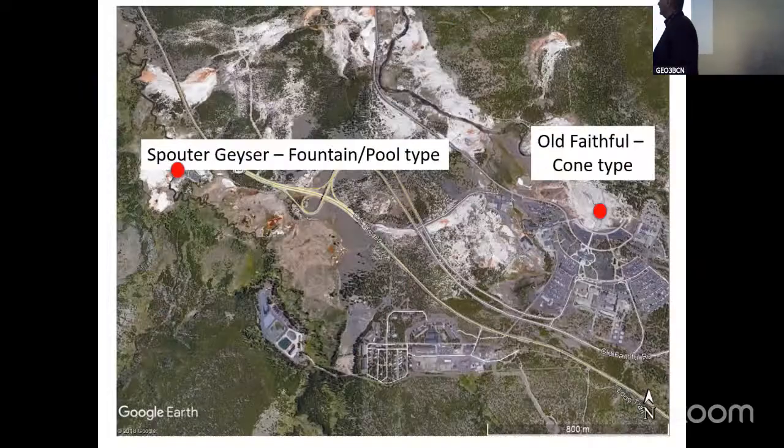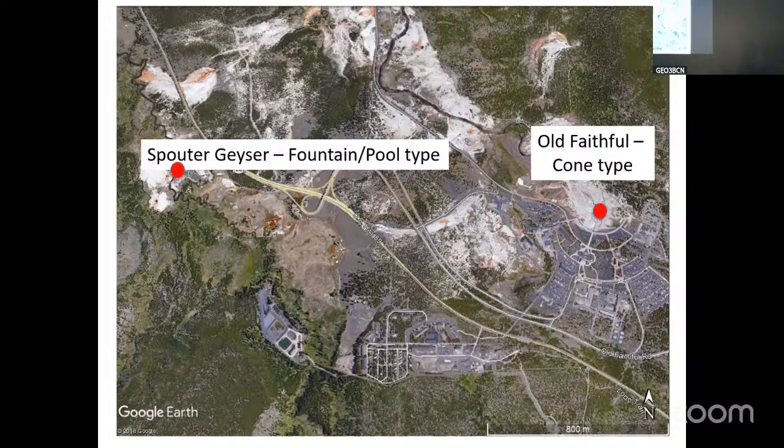All right, so let's go into the details now. Finally, the fun part. So this is called Upper Geyser Basin in Yellowstone. The Old Faithful is right here. You can see all the buildings and the infrastructure. It's rather large right here. This is the park buildings, park administration. Close by, maybe 2 kilometers away, is Spouter Geyser.